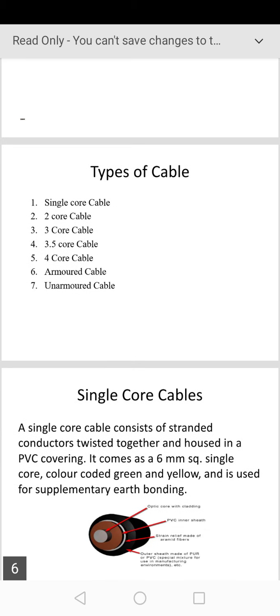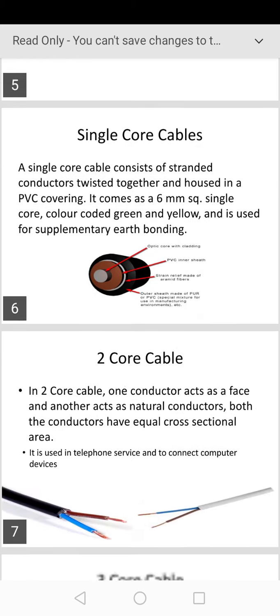So, single core cables. A single core cable consists of standard conductors twisted together and housed in PVC. The single core cable is yellow and is used for supplementary earth bonding.